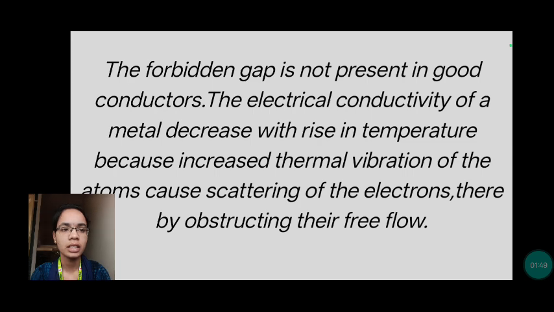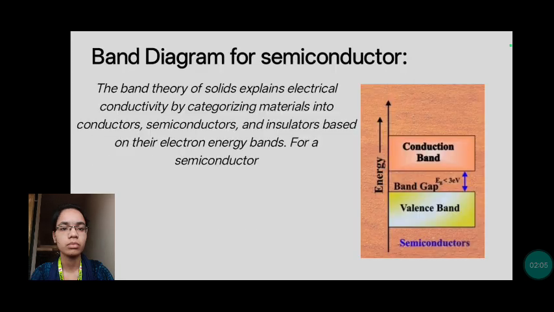The electrical conductivity of a metal decreases with rise in temperature because increased thermal vibration of the atoms causes scattering of the electrons, thereby obstructing their free flow.